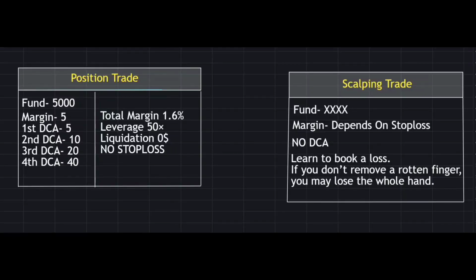Today we are going to talk about position trade and scalping trade. First of all, we have to understand what is position trade and what is scalping trade. Let me explain to you. This is the basic thing you must understand before you start taking trades in the market.